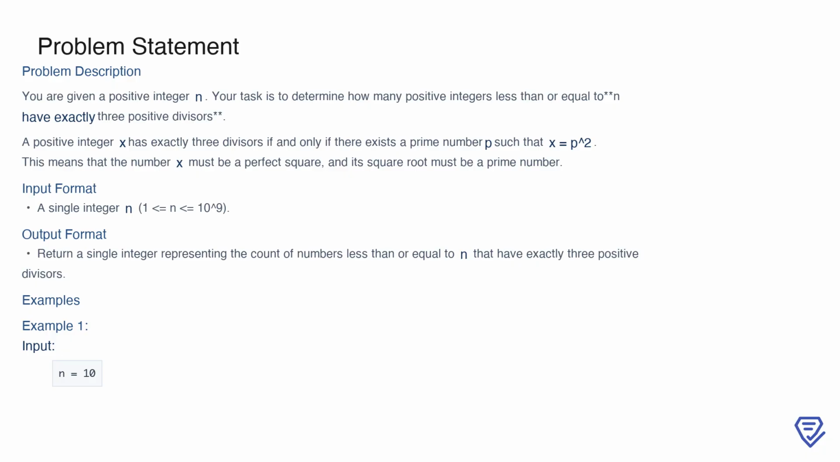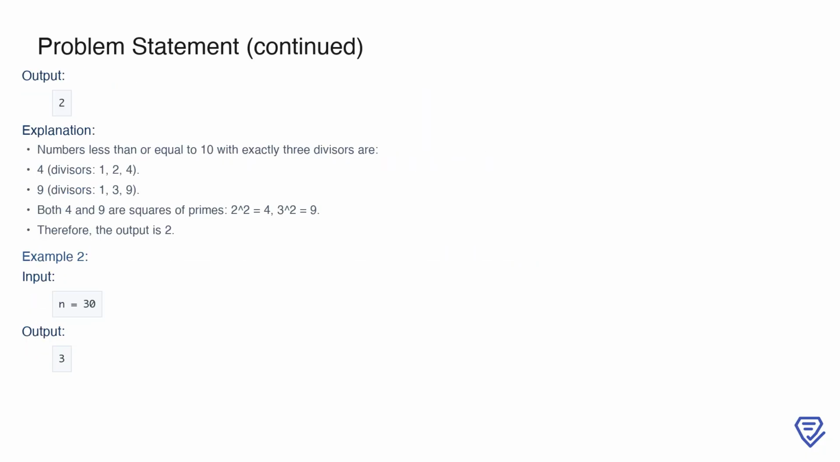Let's examine some examples to clarify the concept. For the first example, if the input is n equals 10, the output is 2. Here's why: the numbers less than or equal to 10 that have exactly 3 divisors are 4 and 9. The number 4 has divisors 1, 2, and 4, while 9 has divisors 1, 3, and 9. Both of these numbers are the squares of prime numbers, specifically, 4 equals 2 squared, and 9 equals 3 squared. Since there are 2 such numbers, the output is 2.